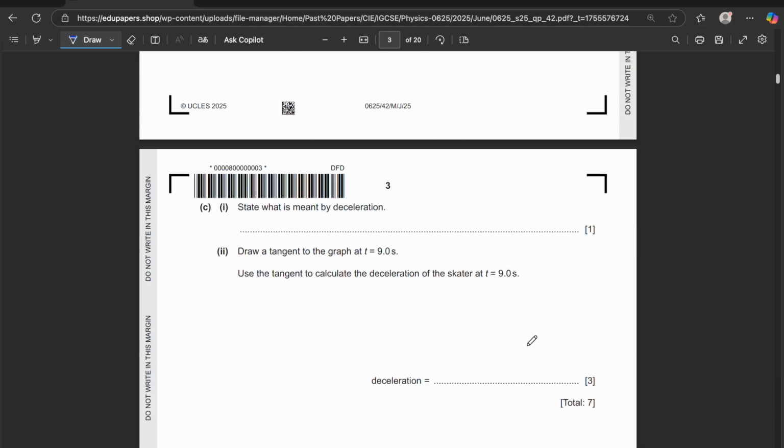C1. State what is meant by deceleration. So deceleration is the negative acceleration, which means that our speed will decrease.